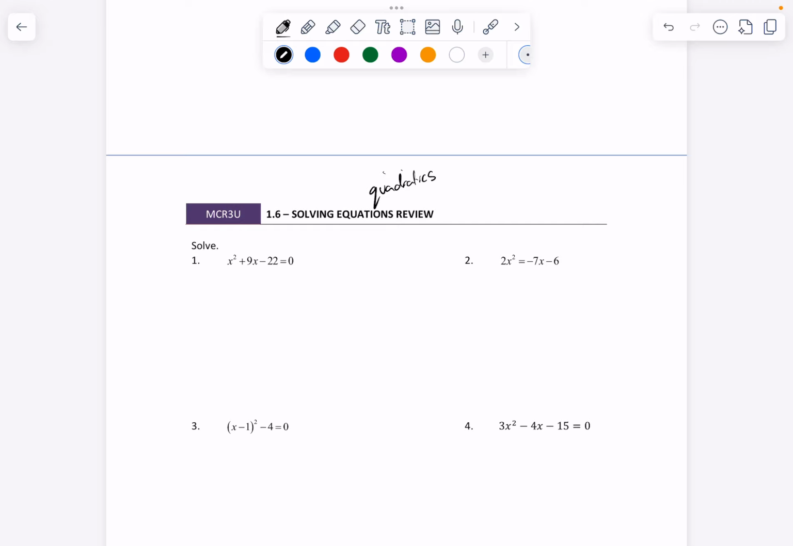And I know I've mentioned this a few times in class, but just to recap, the word solving also just means finding your roots, finding your zeros. Those all mean the same thing, and solving or solution.